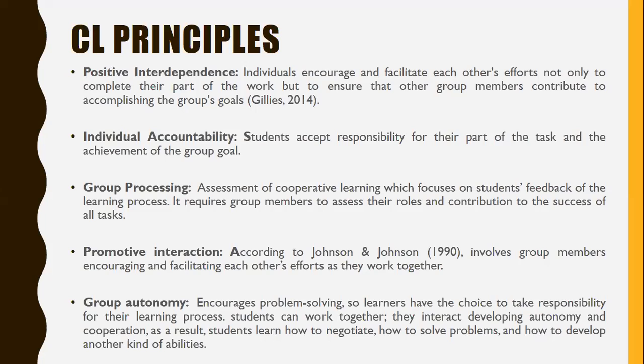In group processing, you have assessment of cooperative learning, which focuses on students' feedback of the learning process. It requires group members to assess their roles and contribution to the success of all tasks. So this is like a reflective process students should do when implementing cooperative learning. They need to assess their working together and provide feedback to each other. Promotive interaction, according to Johnson & Johnson, involves group members encouraging and facilitating each other's efforts as they work together.